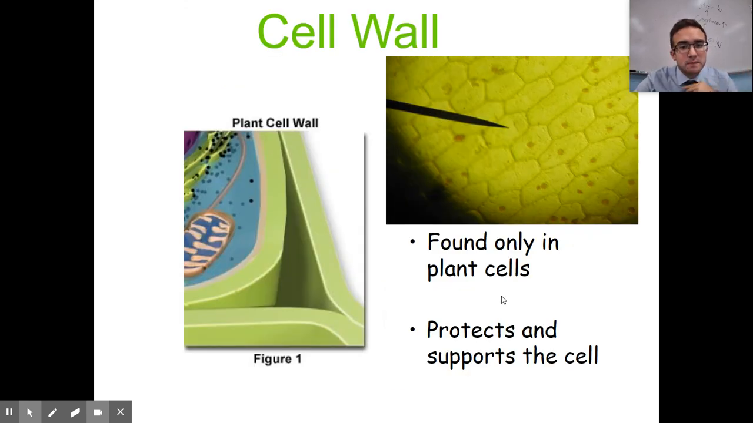Next, the two organelles we're going to talk about are only found in plant cells. Up to this point, all the organelles we've been talking about are found in both. One is the cell wall. What the cell wall does is protect and support the cell. The reason trees can grow upright and so tall is because plant cells have this cell wall around them, and that helps support other cells on top of it. So the cell wall is super important.